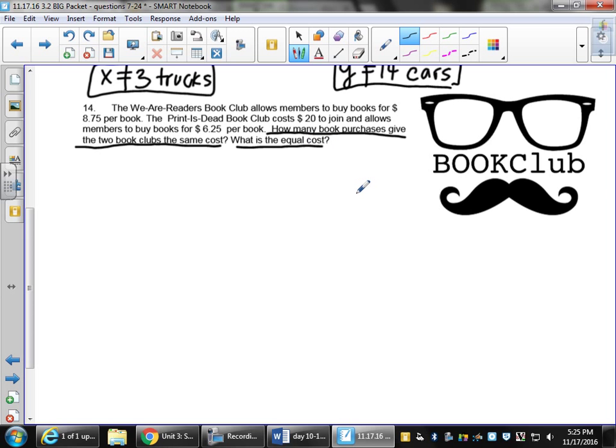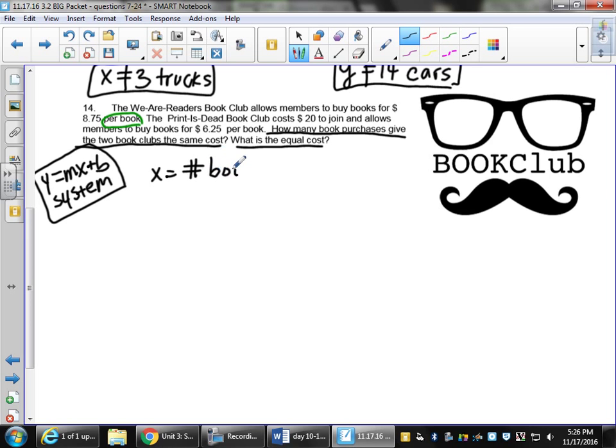Right away from this question, I see I'm comparing 2 companies and I'm trying to figure out when they're the same. So I know that this will be a y equals mx plus b system. Let's look for per, each, and every. I see that this says per book, so I know x will be the number of books. And once you know how many books you have bought, you know the total cost.